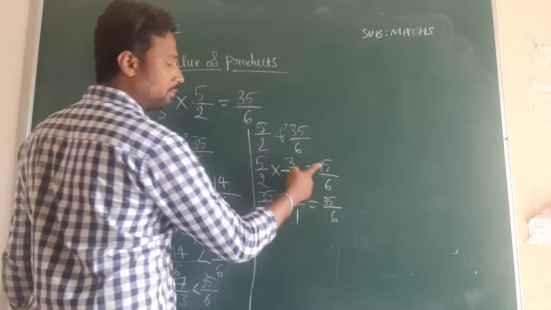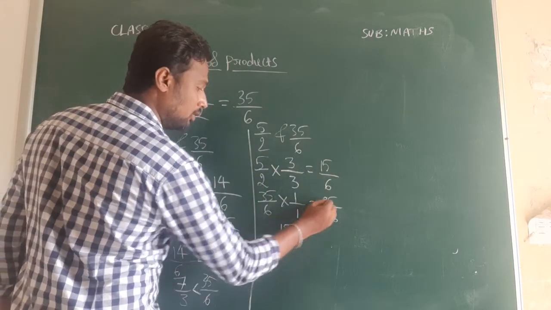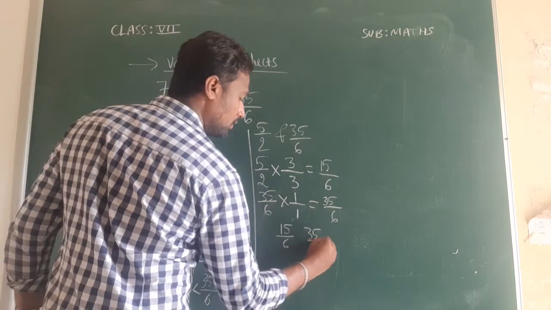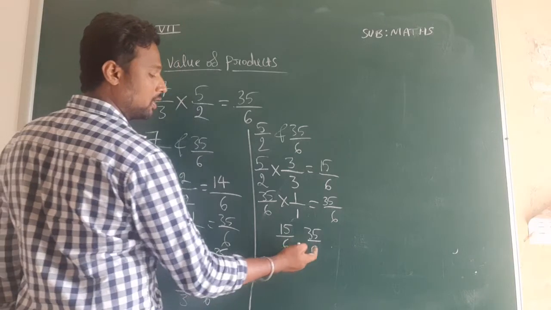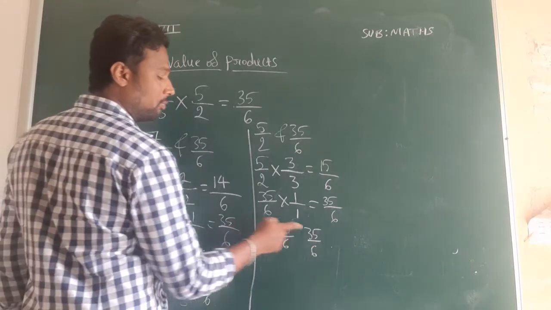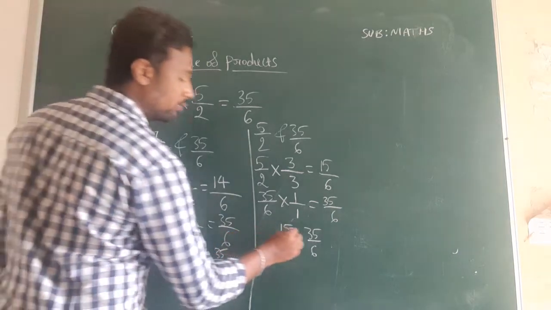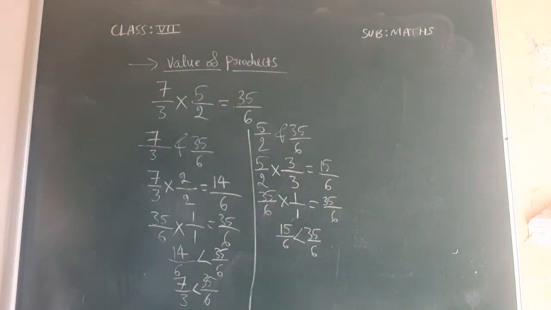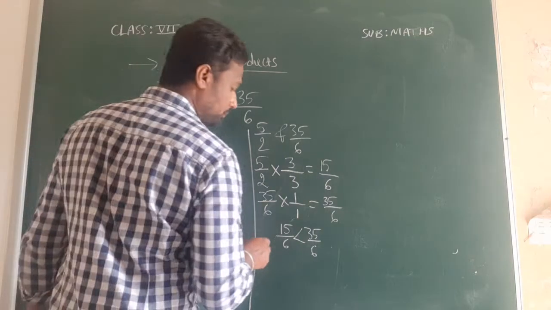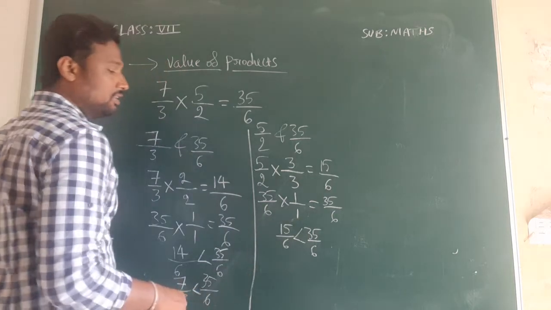So now we can compare these two numbers, that is 15 divided by 6 and 35 divided by 6. If you compare these two numbers, the denominator is the same, 6 only. In the numerator you can see here it is 15 and here it is 35. Therefore this 35 is greater than 15. Therefore this 15 by 6 is less than 35 by 6.